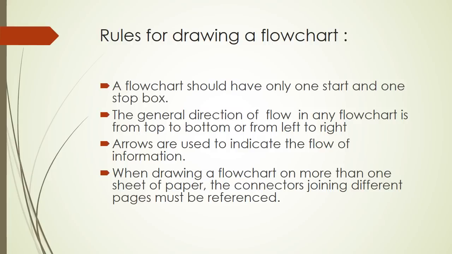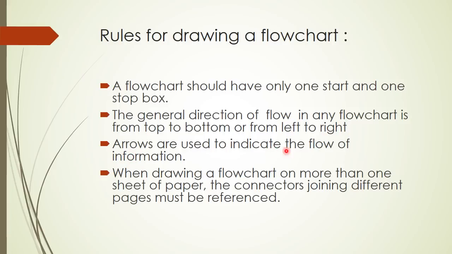Rules for drawing a flowchart. A flowchart should have only one start and one stop box. It should have only one start and one stop. The general direction of flow in any flowchart is from top to bottom or from left to right. Generally flowcharts are written either top to bottom or left to right.